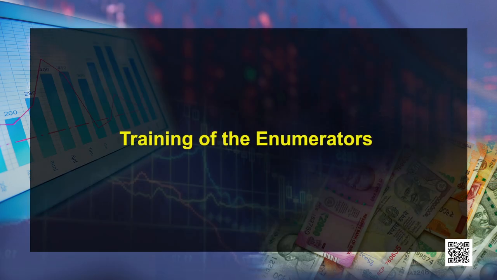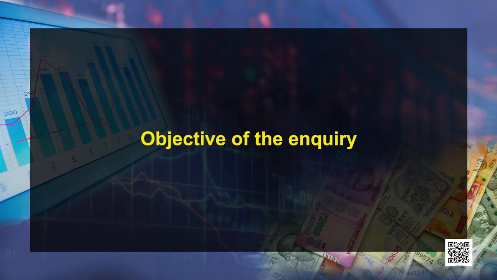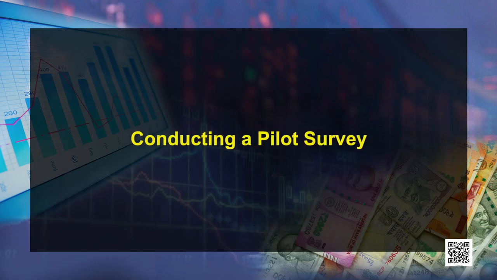The second step in collection of data is the training of the enumerators. Training programs for the enumerators have to be organized so that they can interpret the questions correctly, explain to the respondents the objective of the inquiry and importance of the study. They must be trained to be polite in their presentation. The next step is to conduct a pilot survey. In case it is going to be a large-scale field study, it is useful initially to conduct a survey on a smaller scale called a pilot survey before launching the large survey.